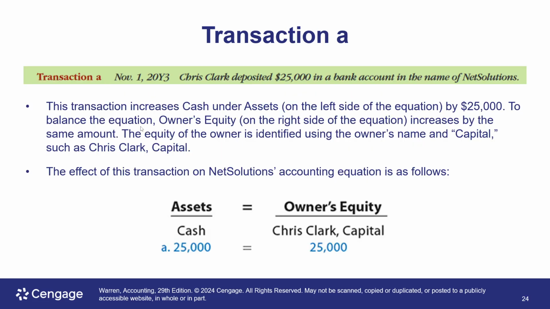So let's look at this example really quick. If we had a transaction on November 1st where Chris Clark deposited $25,000 into a bank account in the name of Net Solutions, we would have an asset increase, the cash of $25,000, and we would have an owner's equity increase, the equity, or Chris Clark capital, we might call it, of $25,000. So we would have a debit to cash, notice it's on the left of the equal sign, a debit to cash for $25,000, and a credit to Chris Clark's capital account for $25,000.